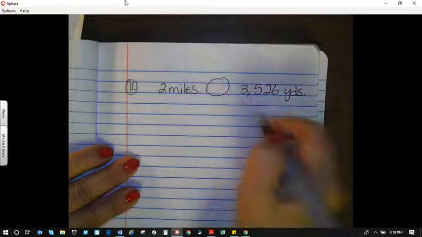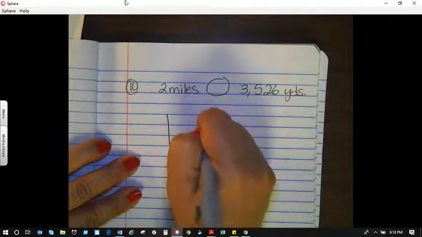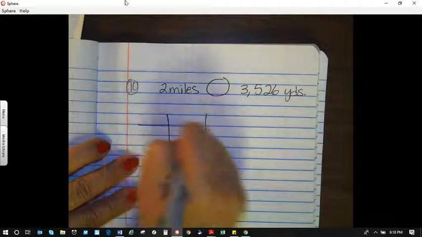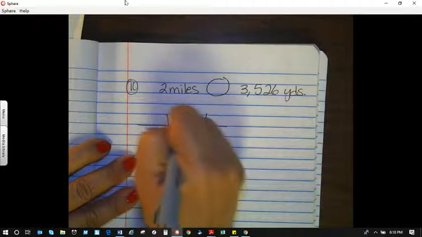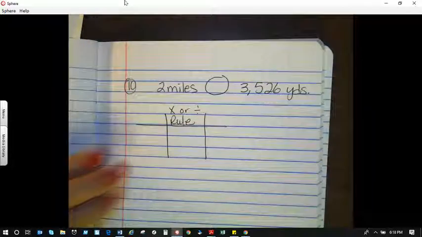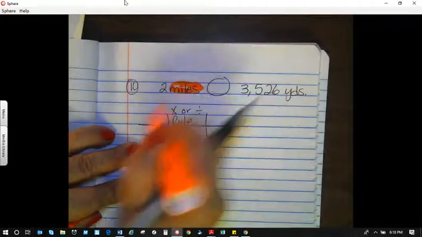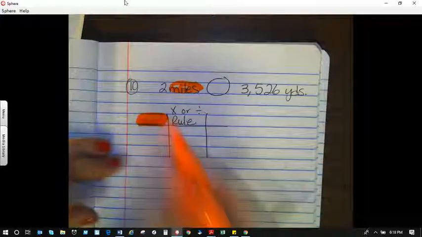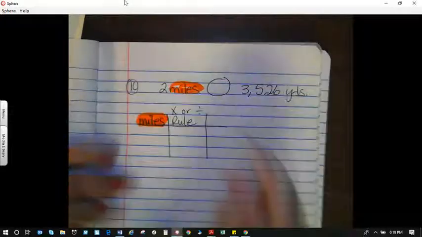All right, so first thing I'm going to do is an input-output table. And make sure that you do that. I'm going to place the word rule here. Then I'm going to have multiply or divide. This side here, I'm going to go ahead and continue color coordinating. That was a tough word to say this evening. This is miles. And this is yards.